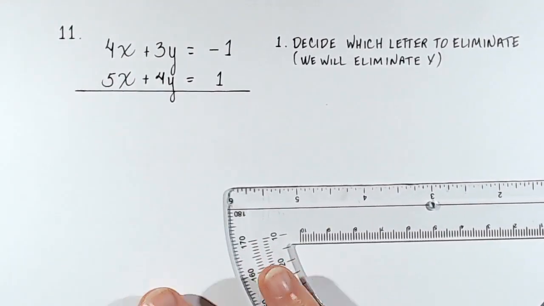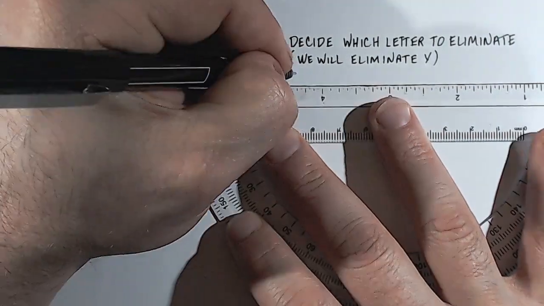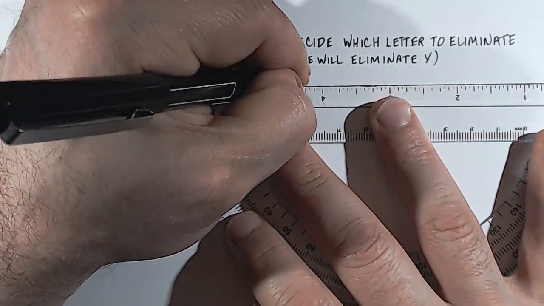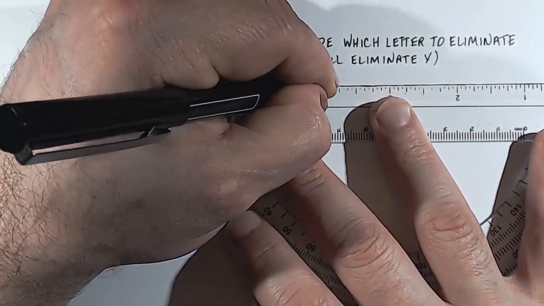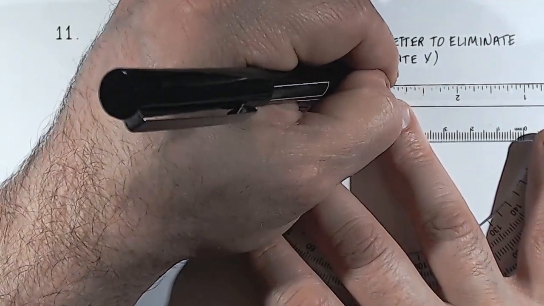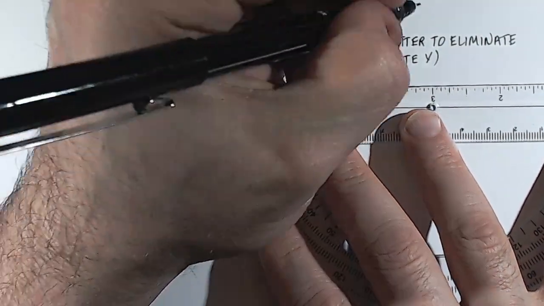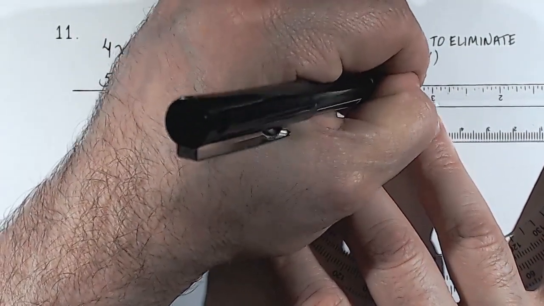So now for step 2, we have to multiply both equations. Now you don't always have to multiply both equations, but here you have to multiply both equations.